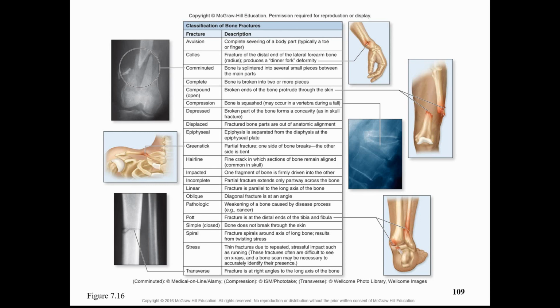Avulsion is to pull off of. So a lot of times a toe or a finger will have an avulsion fracture. A comminuted fracture specifically means the bone is shattered. Typically your bone is one piece. If you have two pieces, then it's a fracture. If you have more than two pieces, it's a comminuted fracture.